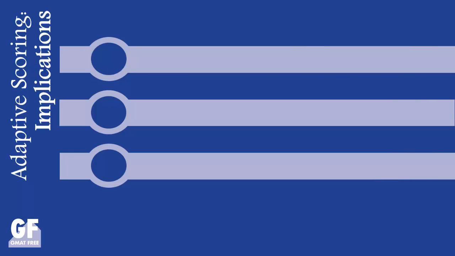Adaptive scoring has important implications for the test. First, the difficulty increases and stays high for top scorers. That means if you're used to standardized tests feeling relatively easy, you're in for a surprise on the GMAT. The GMAT is likely to feel challenging.